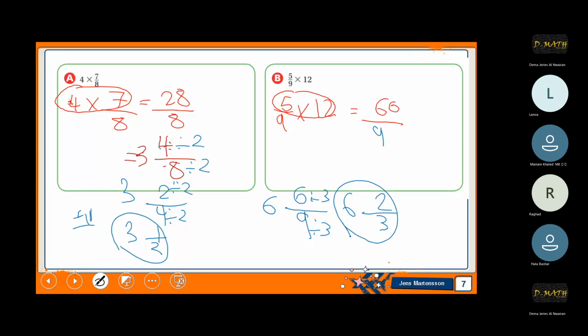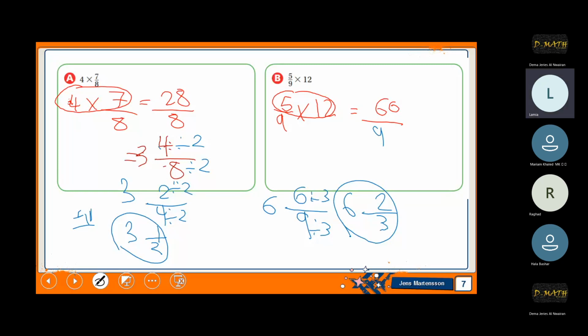Now look at 2 over 3. Can we simplify them more? No. And later on, when we talk about prime numbers, do you know the prime numbers? We will see that both of them are prime. Prime numbers are 2, 3, 5, 7, 11, 13, the numbers that have only itself and 1.